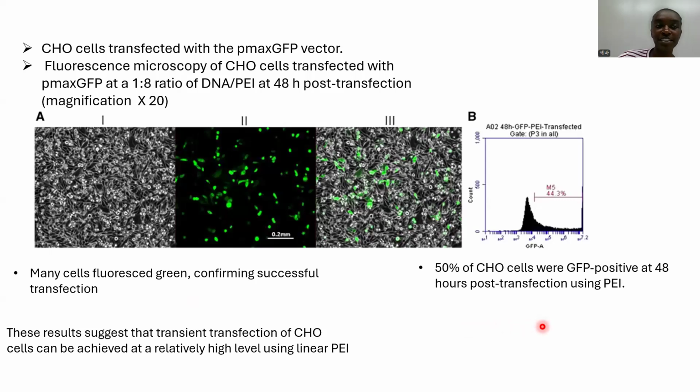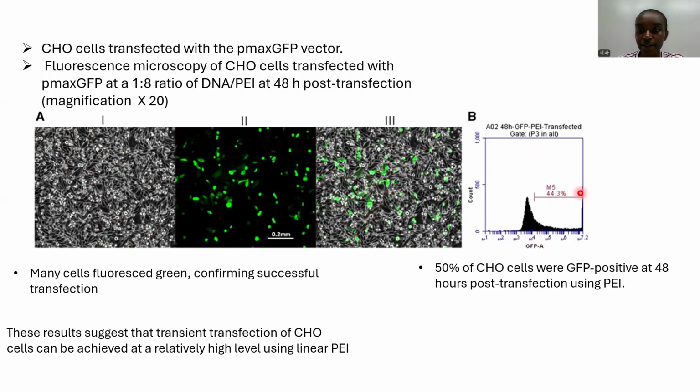In also determining how efficient the CHO cells are at transfection, the researchers transfected CHO with this vector, the pMax green fluorescent protein vector, at the DNA PEI ratio of 1:8, and observed the cells at 12, 24, and 48 hours under microscopy. So figure A1 was under the bright field microscopy showing successful transfection, and in figure A2, they were able to observe green fluorescence, confirming that the transfection was successful, and this was an overlap of the two images.